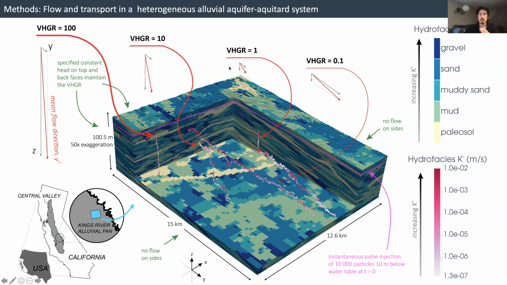So a VHGR of 1 means equal horizontal and vertical gradient. A VHGR of 0.1 means mostly horizontal flow, and then conversely, greater than 1 is mostly vertical flow. And note that these vectors are not to scale. Also, we inject the non-point source plume 10 meters below the land surface, indicated by this pink line here.